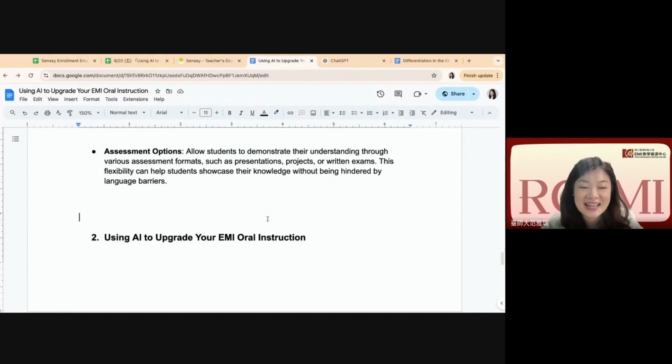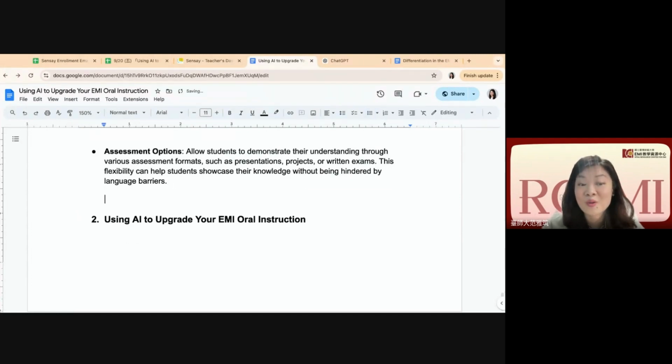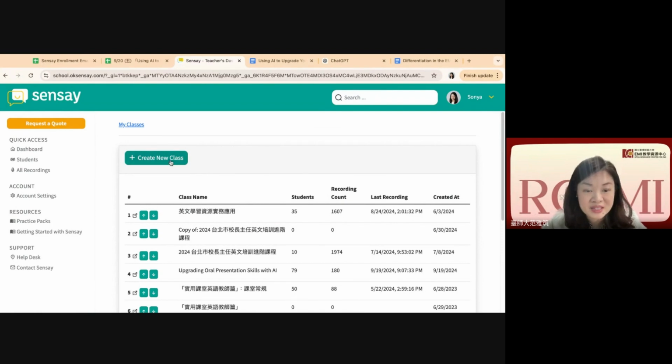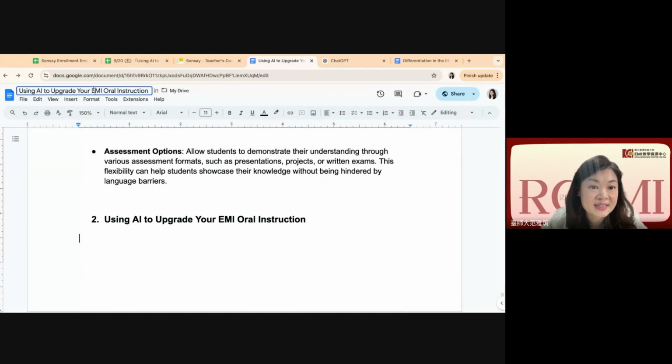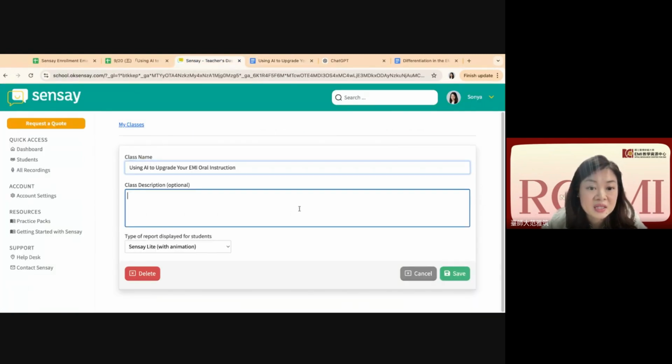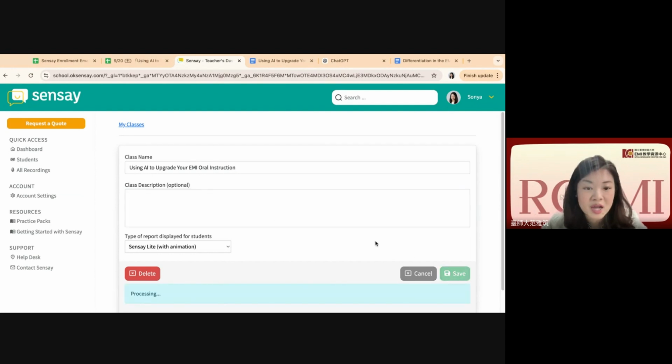Now let's take a look at how to use AI to upgrade the oral presentation, the oral instruction, saying that we want to present ourselves better. I just demonstrated how to revise the content into a teacher talk. Now I am making a new class just for you for today, and its name is Using AI to Upgrade Your EMI Oral Instruction.